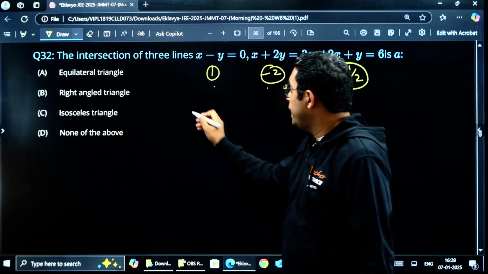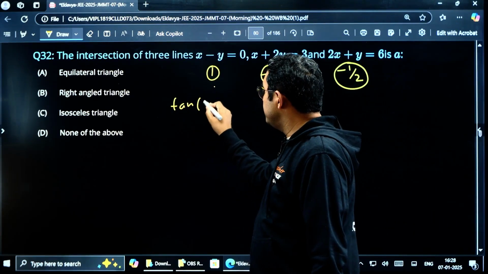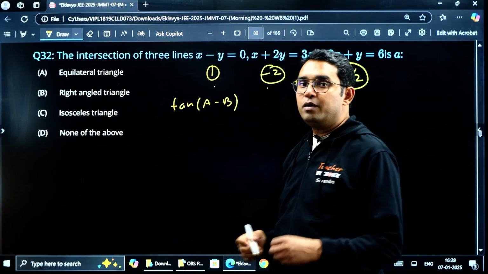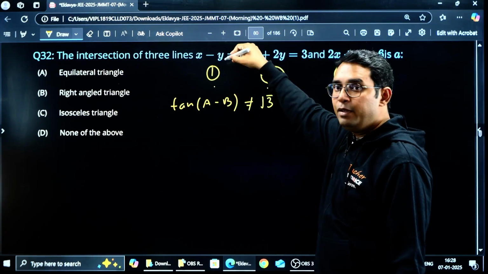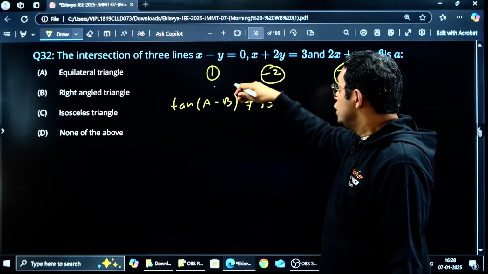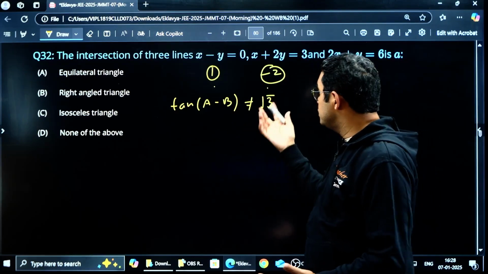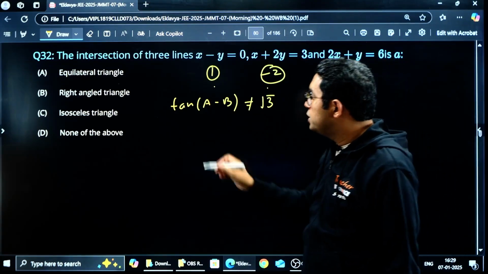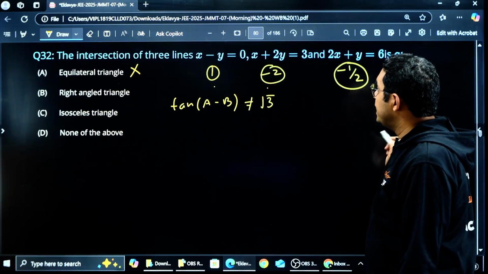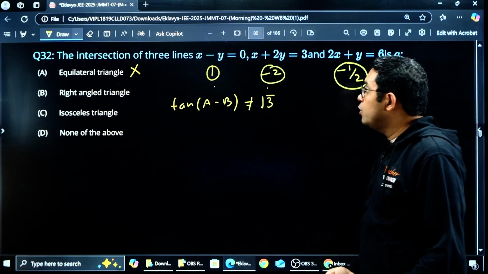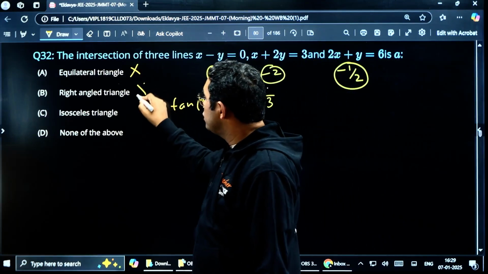If you use the formula tan θ = (a - b), you cannot get it equal to √3. Why? Because tan a will be 1, tan b will be -2. So if you take the difference and divide by those rational numbers, you cannot get √3. So the equilateral triangle is ruled out. Also from the slopes, no two slopes have product equal to -1, so the right angle triangle is also ruled out.